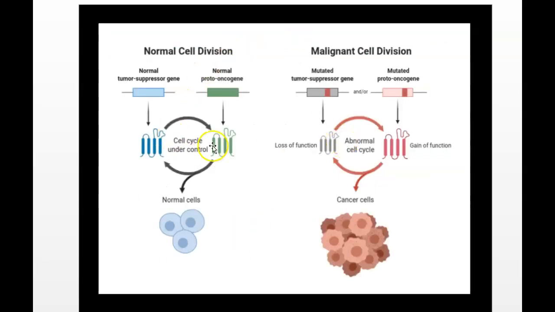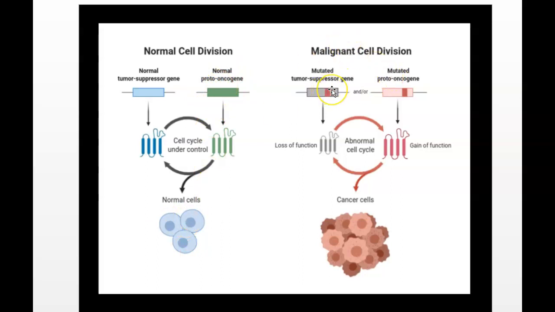So in normal cell division, we have a normal tumor suppressor, which is under the control of the cell cycle and will only allow the cell to move on when things are good, and it is coded for by this thing called a proto-oncogene. So this is the normal situation, and then we get normal cells. And most of the time that's true.